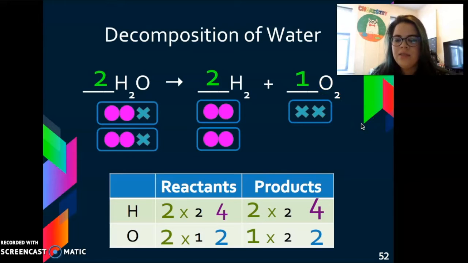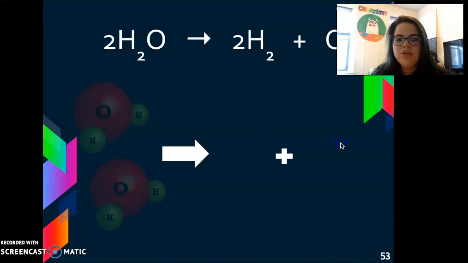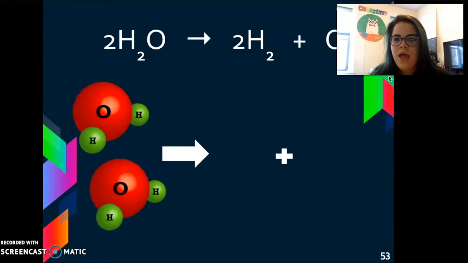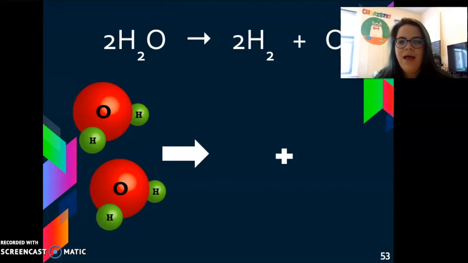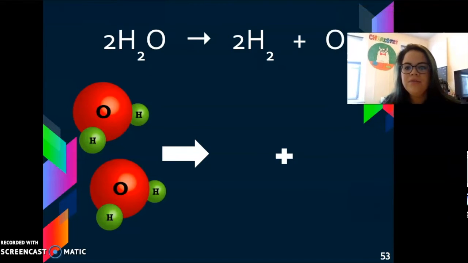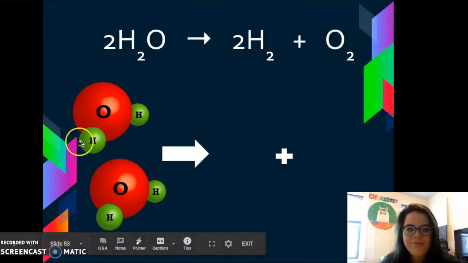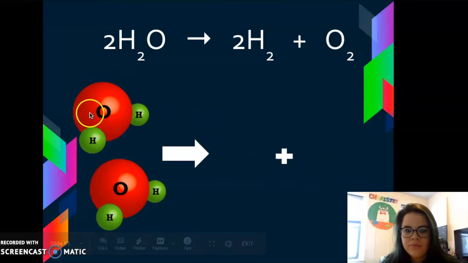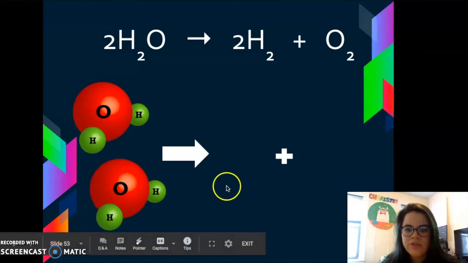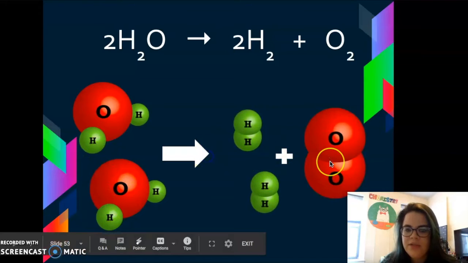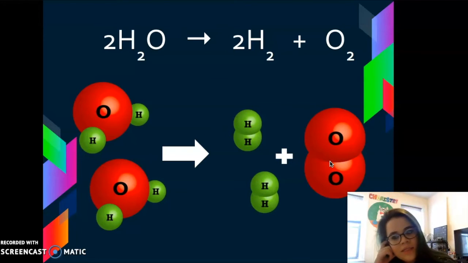Okay, and so balancing, you can either draw these little X's and O's, you can do the math, or you can just picture it in your head. Here's what this looks like with actual molecules. I have two waters with 1 oxygen each, 2 hydrogens each, and they break down into these individual parts. As you can see, the total number of hydrogens before equals the total number of hydrogens after.